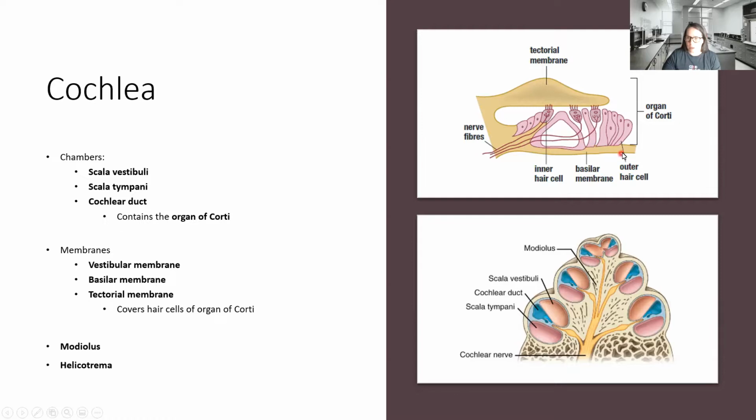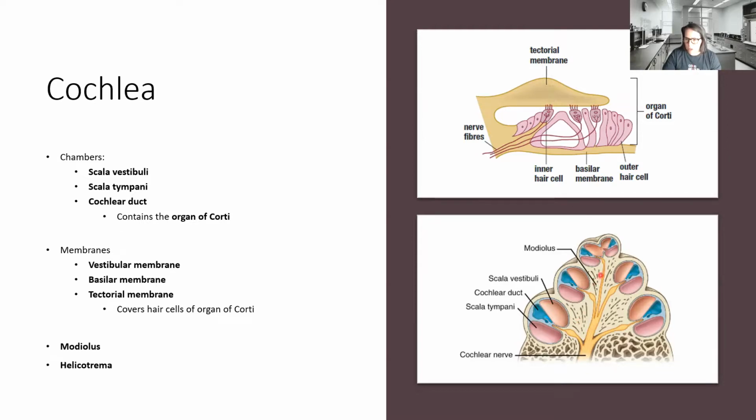Now, these chambers are divided. We already talked about the basilar membrane on the bottom. That separates the cochlear duct from the scala tympani. And on the top, we have a very thin membrane called the vestibular membrane that separates the scala vestibuli from the cochlear duct.